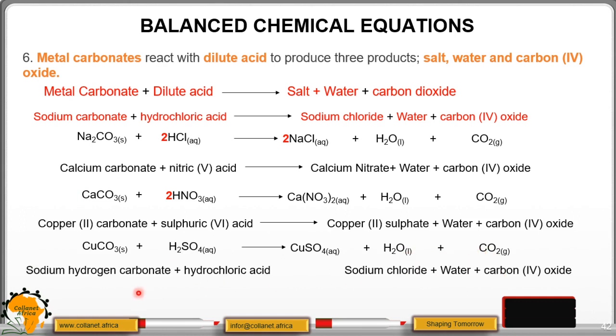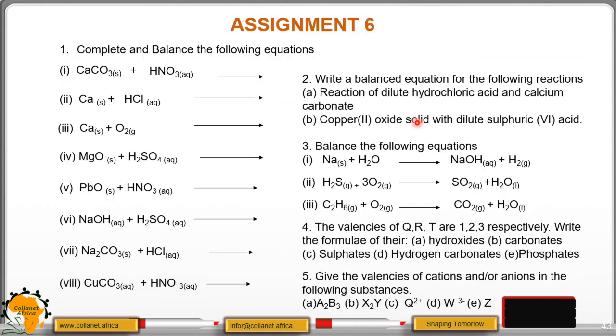Then we have sodium hydrogen carbonate and hydrochloric acid. You get sodium chloride, water, and carbon dioxide. This is a balanced equation. So sodium hydrogen carbonate, HCl, and you get that. So it is good to note, even in other levels, that metal carbonates or hydrogen carbonates react with hydrochloric acid to produce 3 products: salt, water, and carbon dioxide.